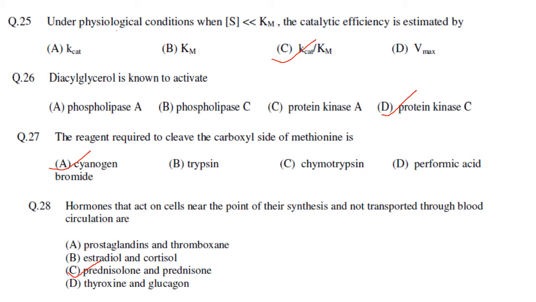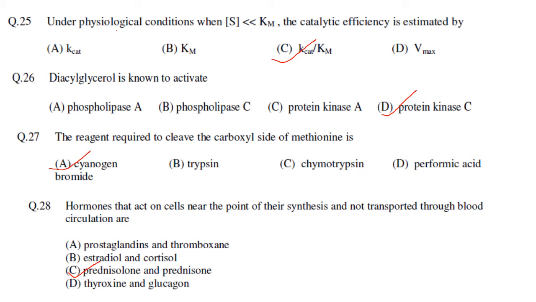Next one. Under physiologic conditions, when concentration of substrate is very much less than Km, the catalytic efficiency is estimated by Kcat by Km. Answer is option C. Then diacylglycerol is known to activate phospholipase A, phospholipase C, protein kinase A, protein kinase C. Answer is option D, protein kinase C. The reagent required to cleave the carboxyl side of methionine is cyanogen bromide. So answer is option A.